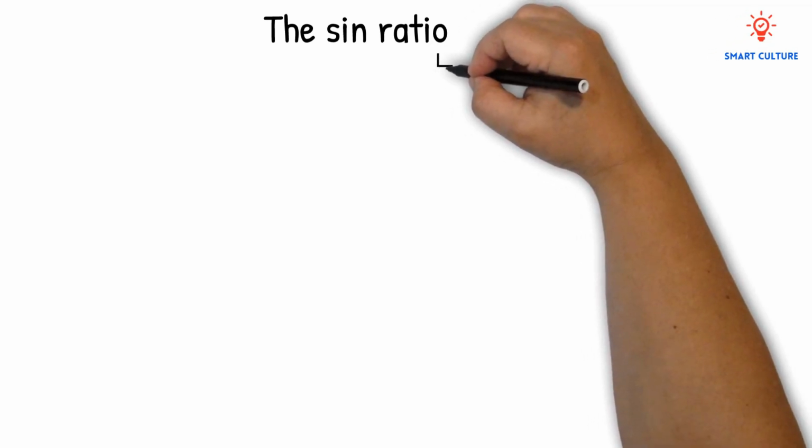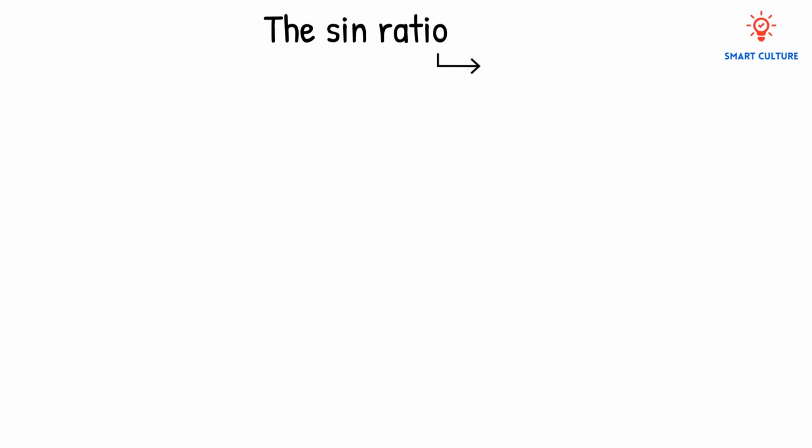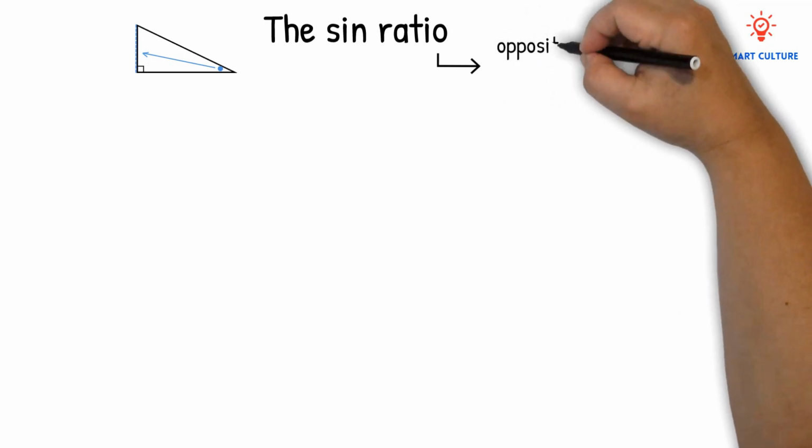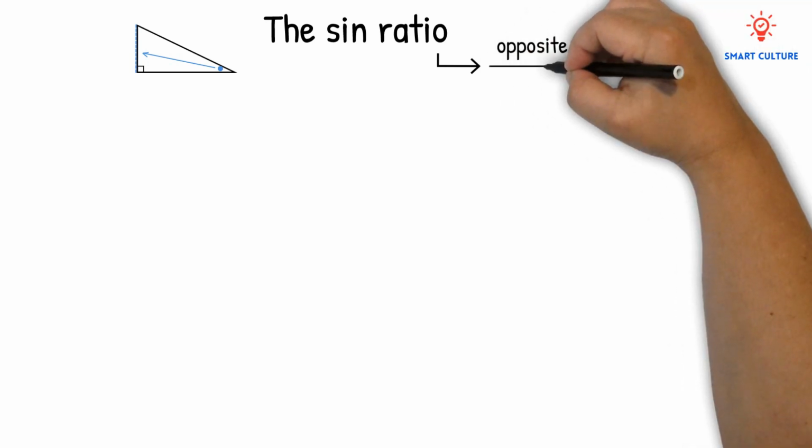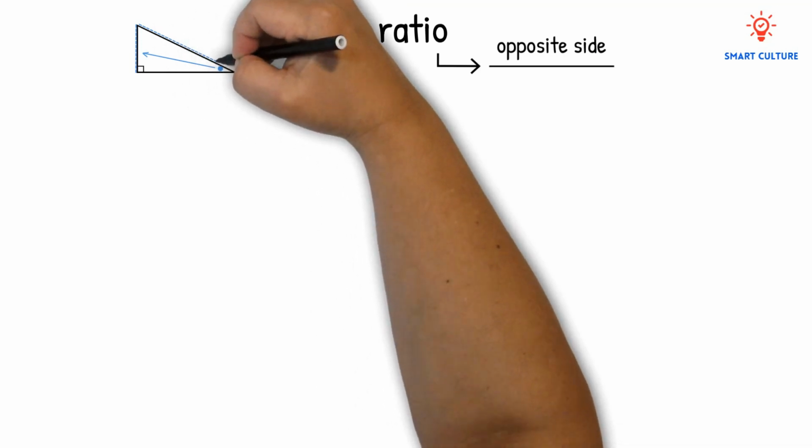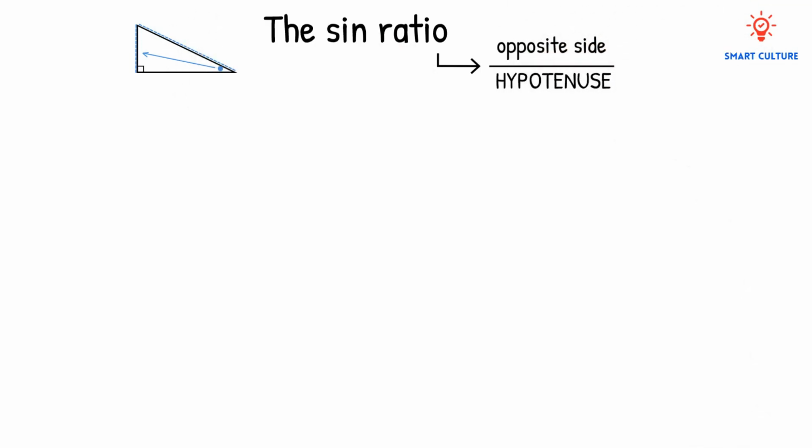Let's learn more about the sine ratio. The sine ratio, often represented as sin, is one of the primary trig ratios. Specifically, for a given angle in a right triangle, the sine of that angle is defined as the ratio of the length of the side that is opposite that angle to the length of the hypotenuse, which is the longest side of the triangle, opposite the right angle.